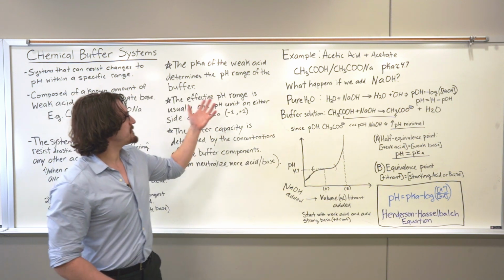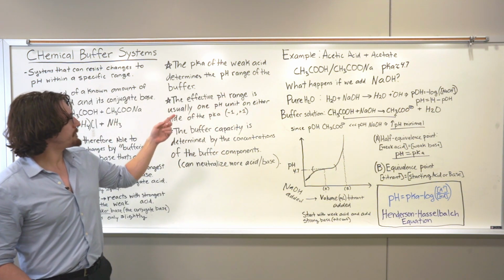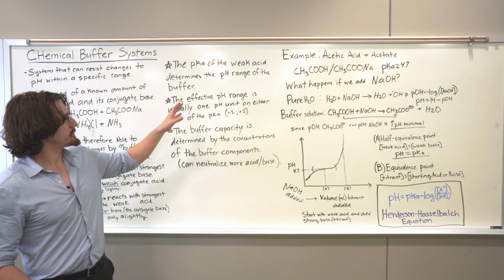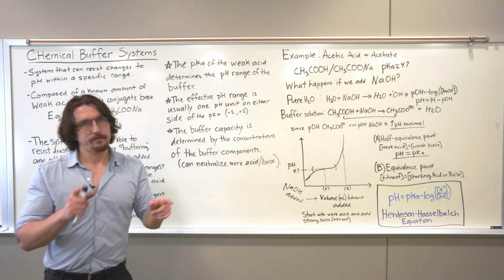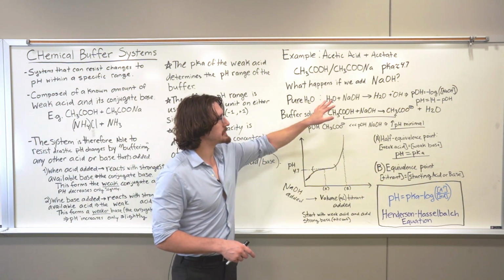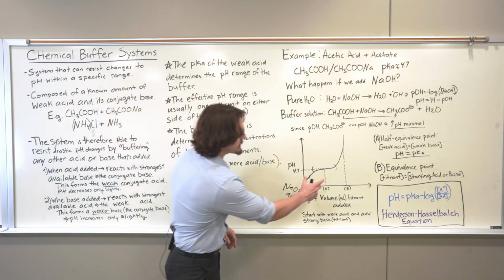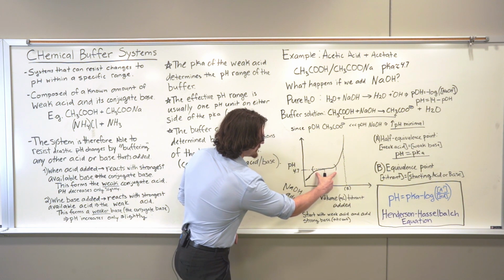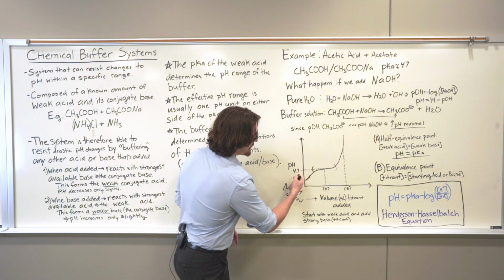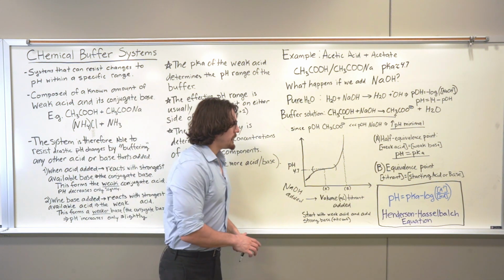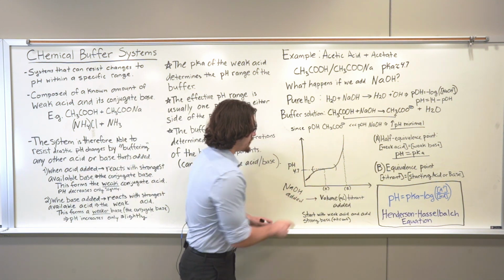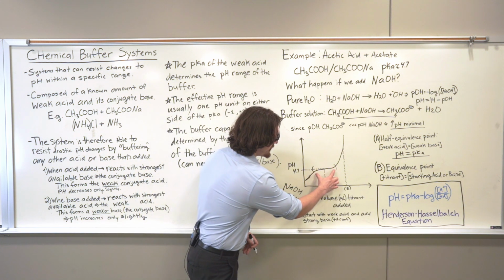And remember that the range of these buffer regions is going to be within 1 unit of the pKa. And remember, the pKa for acetic acid is around 4.7. So you're going to start seeing this region on this graph between a pH of 3.7 and a pH of 5.7. All right. And notice here that as we're adding more and more of the sodium hydroxide, this pH is not appreciably changing.